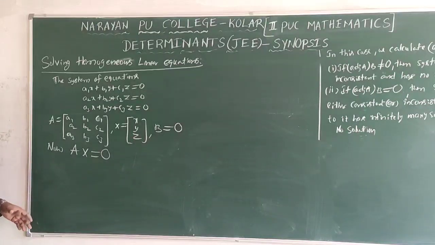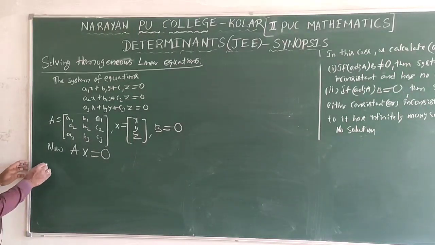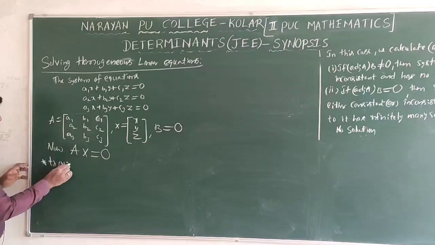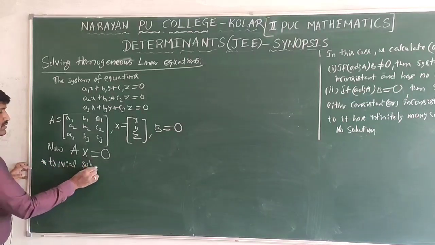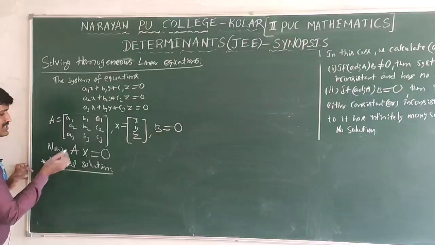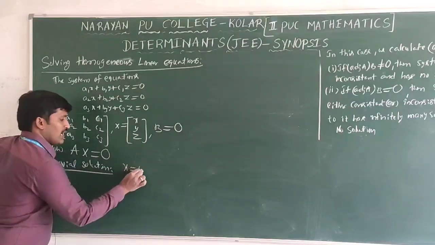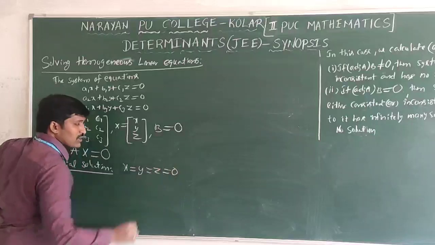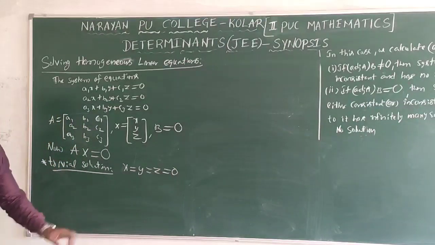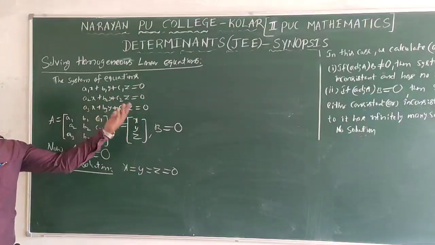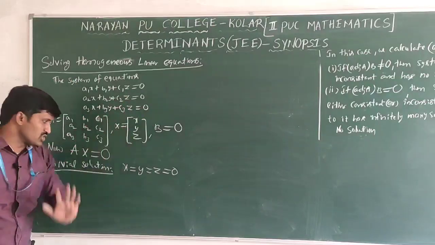Now here, first of all, we need to learn one more point. What is meant by trivial solution? Trivial solution is simple: x, y, z all are equal to 0. That is called a trivial solution. Otherwise, it is called a non-trivial solution.